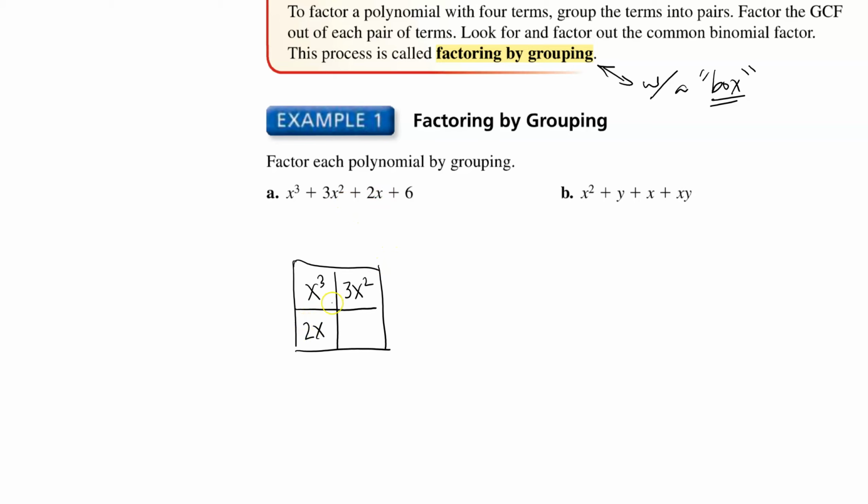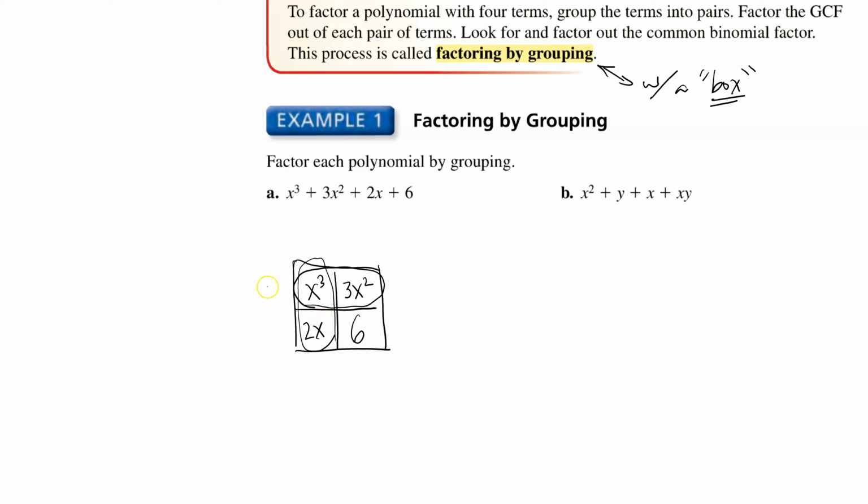So if I look at this column, they both have an x in common. If I look at this row, they both have x's in common too, 2 x's. And then I'm going to put 6 down in the bottom right. And they have a 3 in common with that column, and the 2 in common with that row. And then you just factor by greatest common factor like we've seen before.